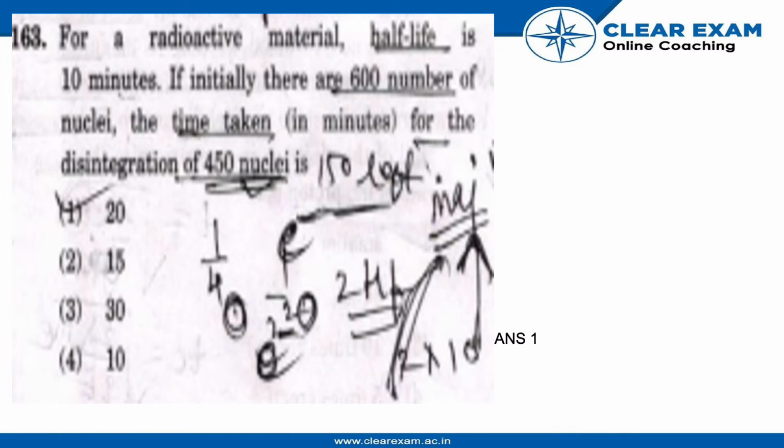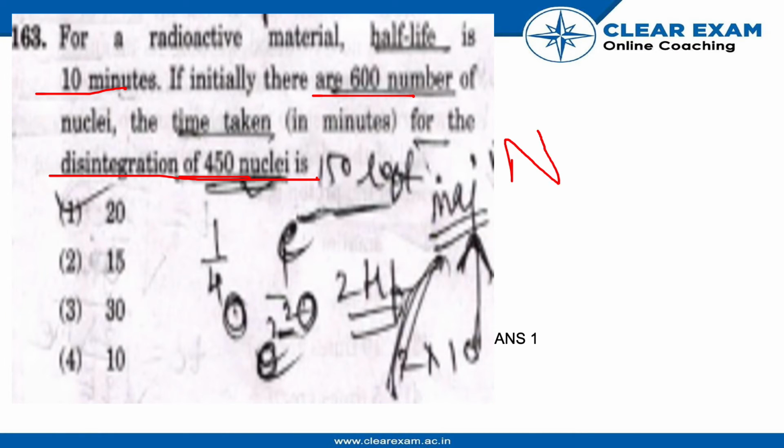As we know, the half-life is 10 minutes, which equals log 2 by lambda, and 450 nuclei disintegrate. So the nuclei left, after disintegration, is 600 minus 450, which gives 150.